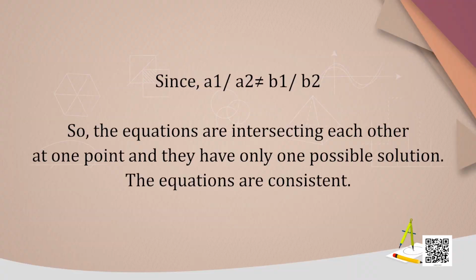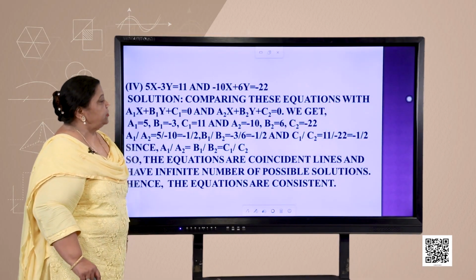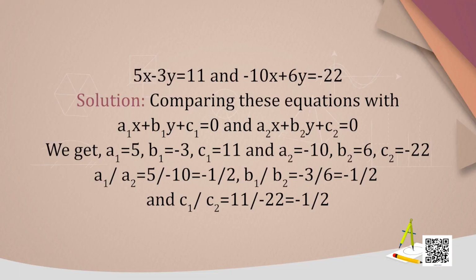Since a1 upon a2 is not equal to b1 upon b2, what do we have? We have a unique solution here. So, the equations are intersecting each other at one point and they have only one possible solution. So, the equations are said to be consistent. Let us look into the next part. Here 5x minus 3y is equal to 11 and minus 10x plus 6y is equal to minus 22.